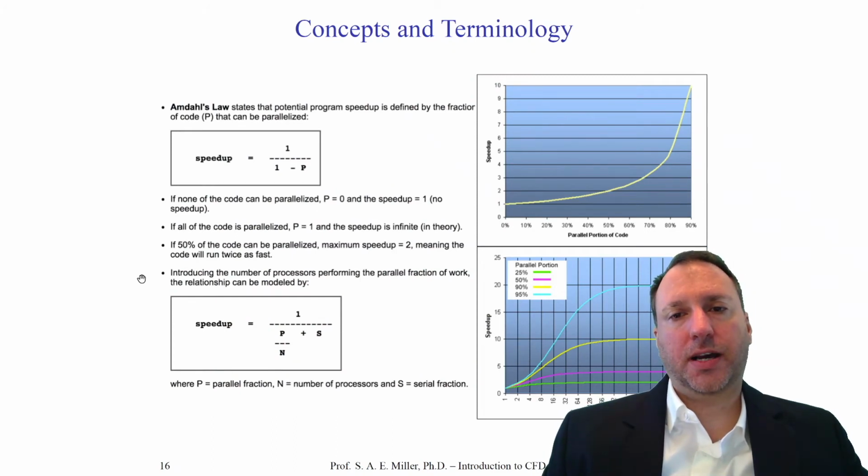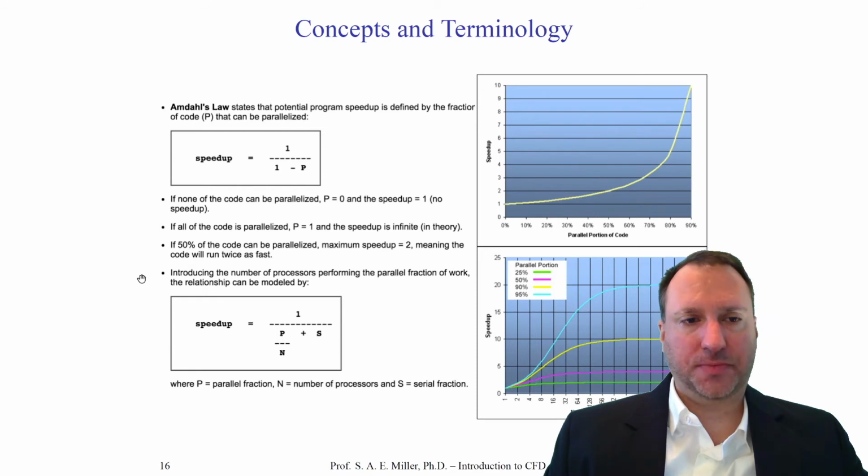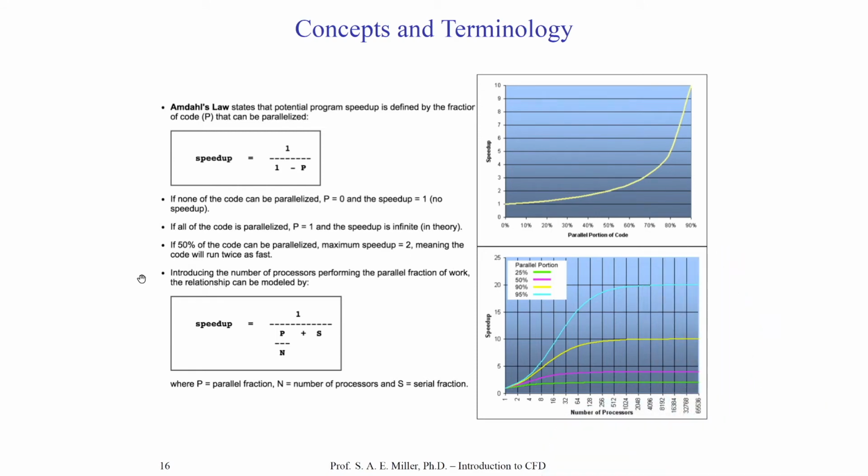Let's look at two types of theories and ways to account for the idea of parallelization. The first is Amdahl's Law, which states that the potential program speedup is defined by a factor of the code, p, which can be parallelized. So some percentage of the code can be parallelized and some can't. There's some medium between the student counting problems, for instance.